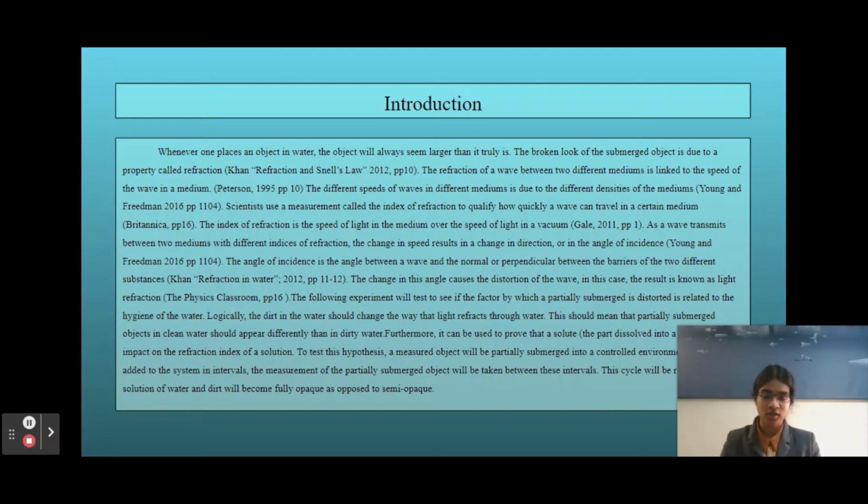As the speed of this wave changes, its angle will also change, or rather the angle at which this wave strikes the surface. This angle is known as the angle of incidence. The result of this angle of incidence is ultimately refraction.